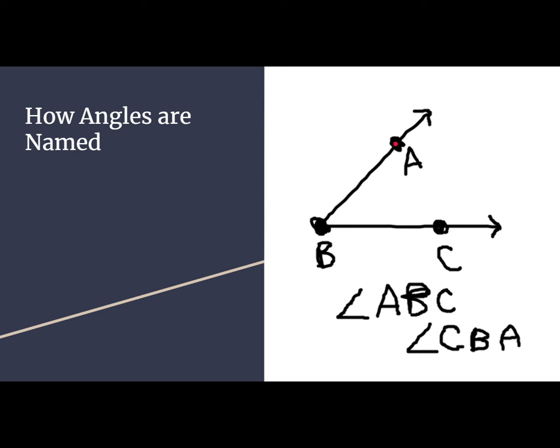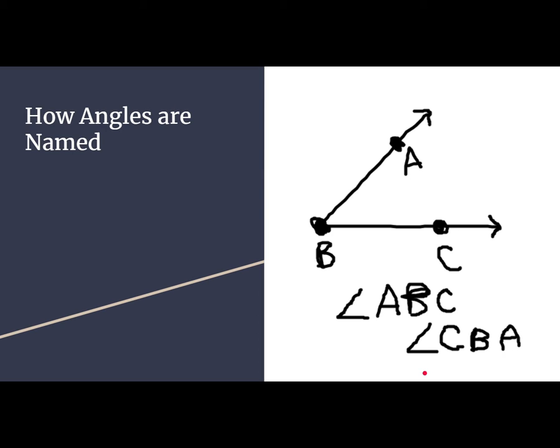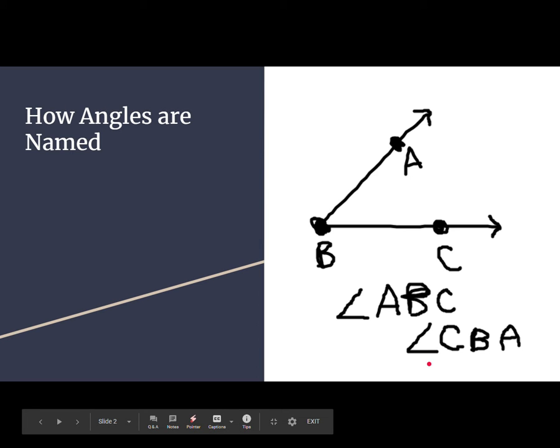So it could be A to B to C, like our first name here, or it could be C to B to A, like our second name. Both of these say the same thing. They say angle ABC, meaning point A connects to point B and that connects to point C, or the same thing in our second diagram.